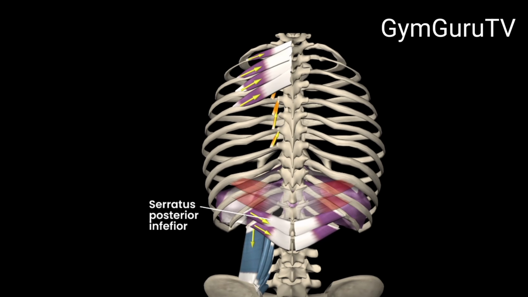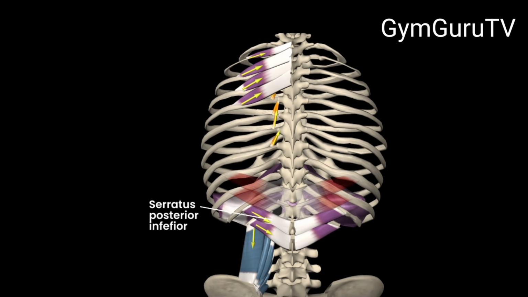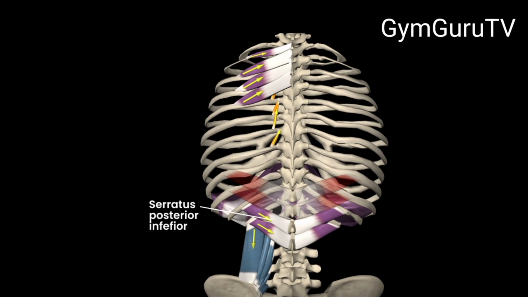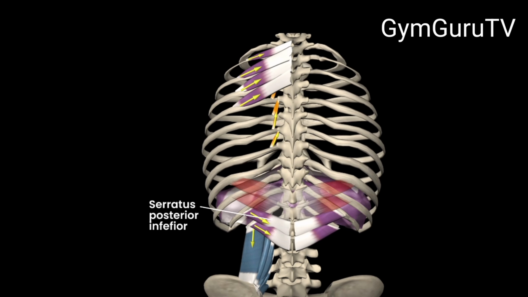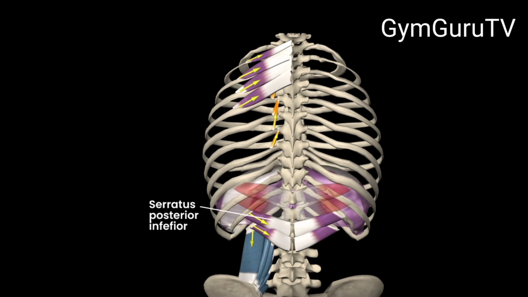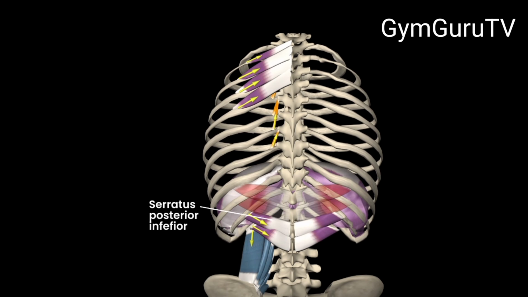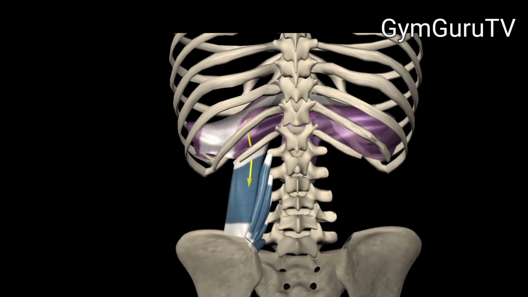Serratus posterior inferior. The serratus posterior inferior stabilizes the lower ribs for initial contraction of the diaphragm. Usually, it is considered to be an accessory muscle of expiration, although some research lists it as an inspiratory muscle.